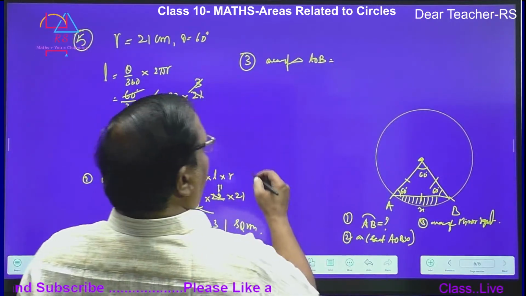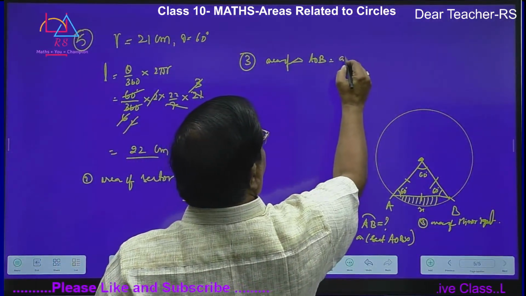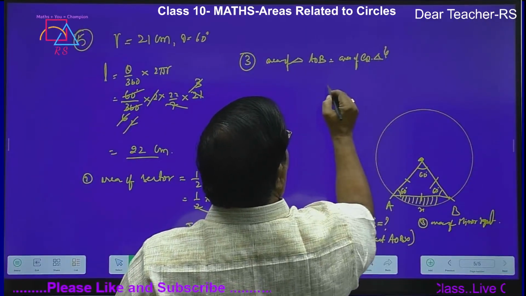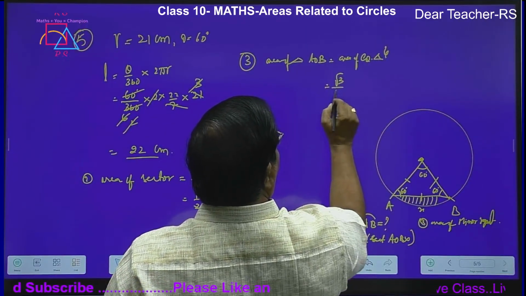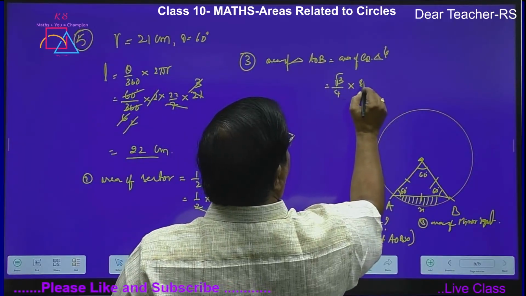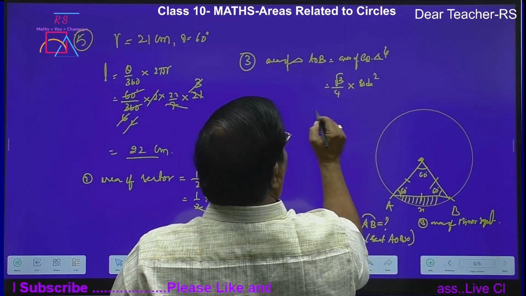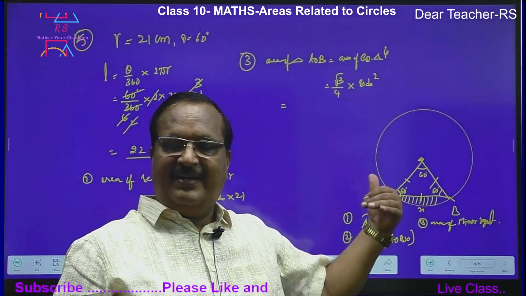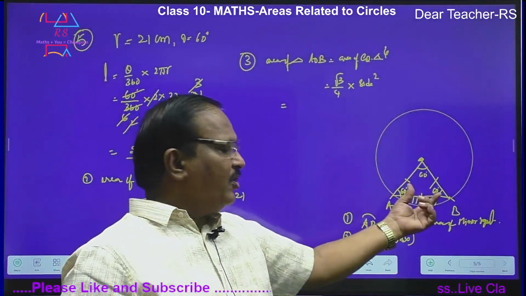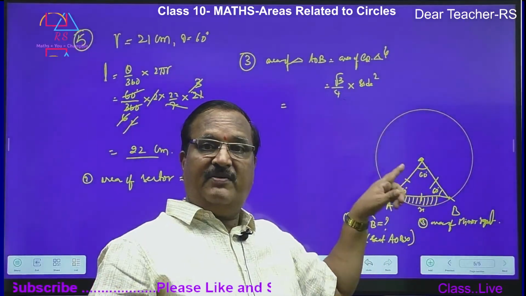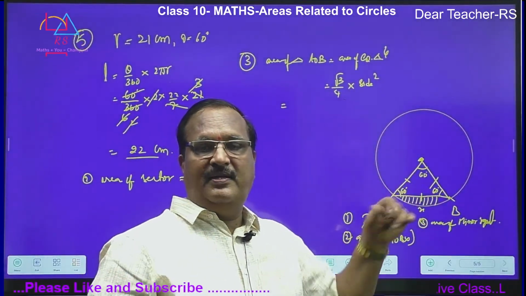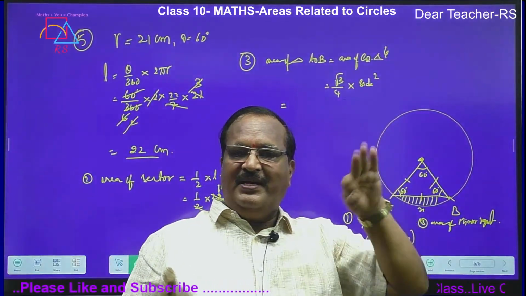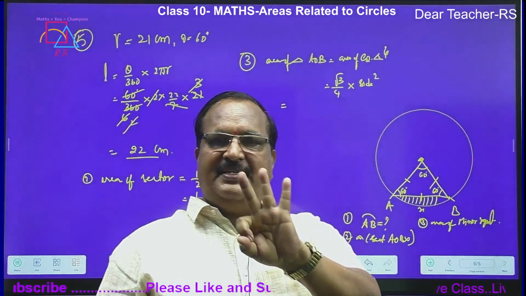So this is the area of an equilateral triangle. The formula is root 3 by 4 into side square. So you should remember all the formulas. In the area of a triangle, the complicated ones you should understand. One is a right angle triangle, one is 60 degrees, one is 120. Only 3 cases you have to remember.